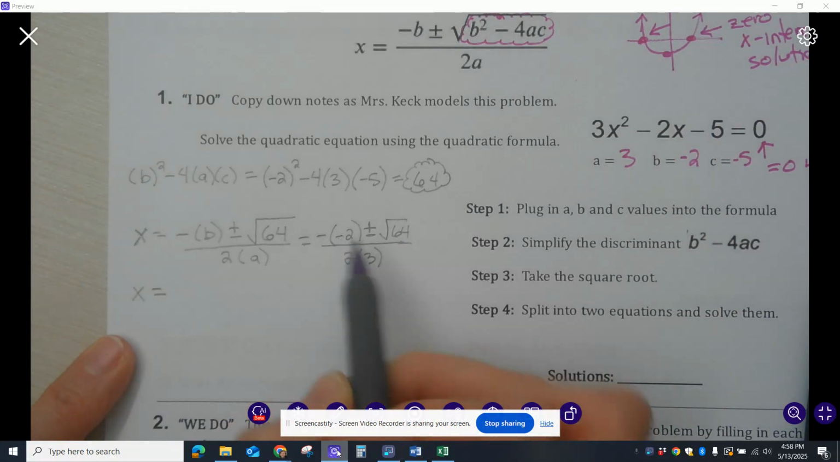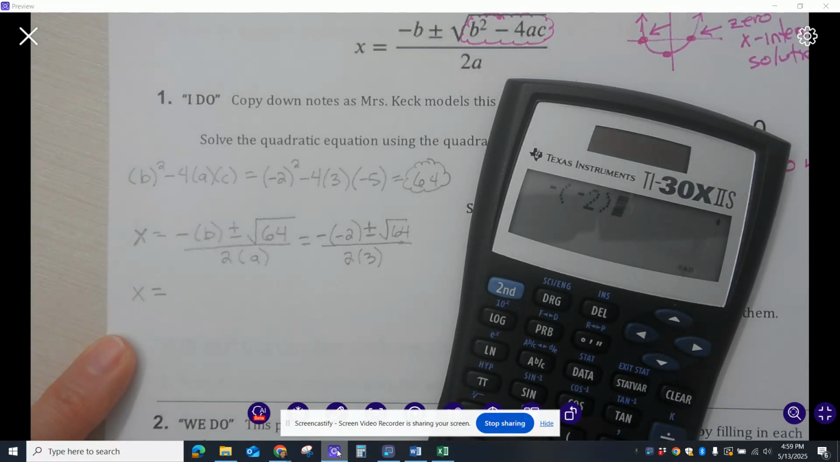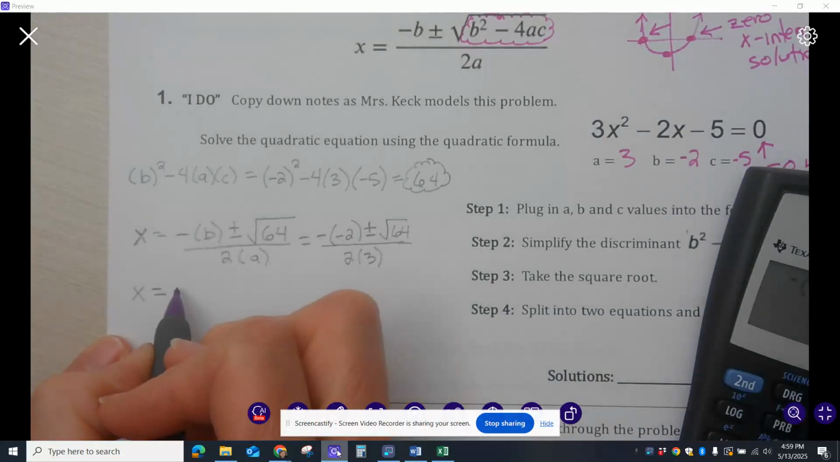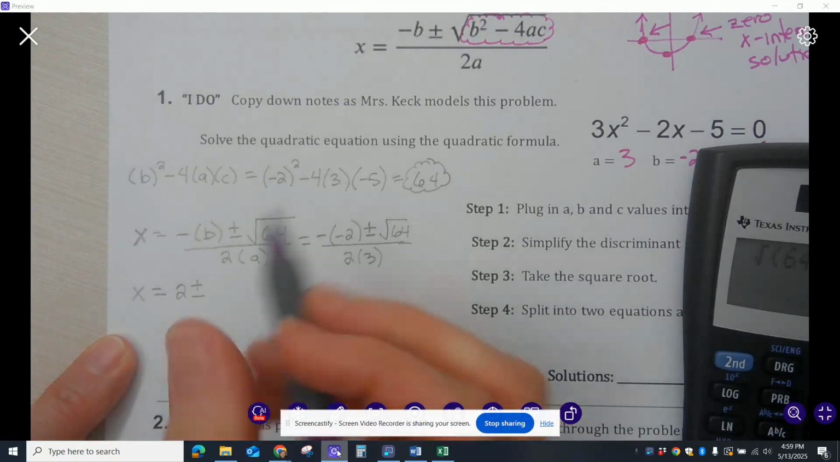Okay, let's keep going with this. -1 times -2, or if you're using your calculator, negative parenthesis -2 parenthesis, is a positive 2. So this is 2 plus or minus. Hopefully you already realized that the square root of 64 is 8. If you didn't, put it in your calculator and you get an 8.